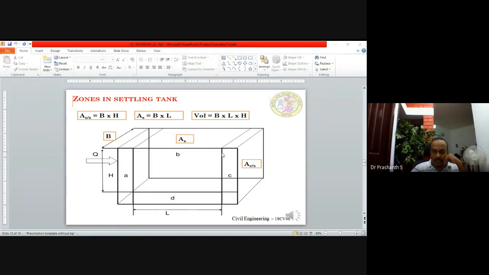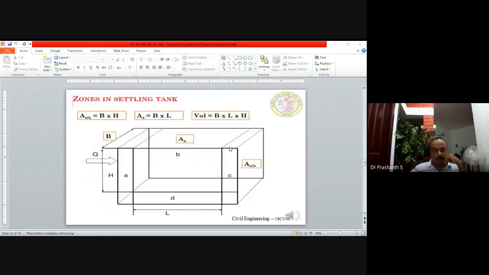So this AC portion is the cross section, and AS is nothing but L into B, the surface area. You have to keep it in mind. L into B is the surface area, H into B is the cross section, and volume is B into L into H.